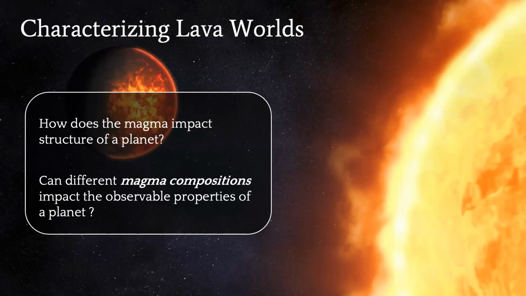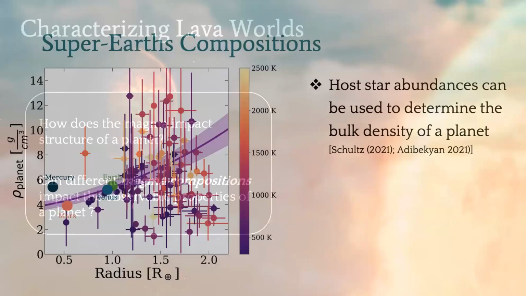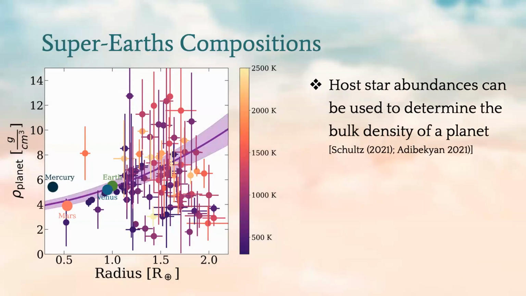However, there aren't that many studies looking specifically at lava planets, which we don't expect to have thick atmospheres that are large enough to inflate the radius of these planets due to stellar irradiation. So we also know a couple of things about super-Earth compositions as well. So we know that host star abundances, once again, are a great proxy for the available metals and therefore the bulk density of a planet.